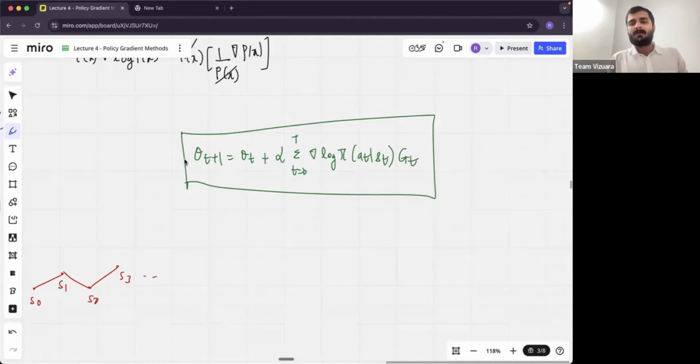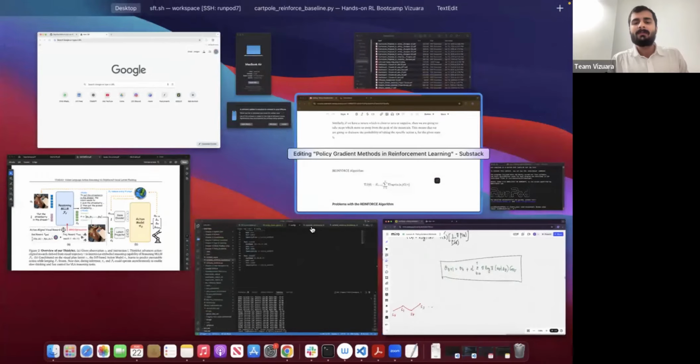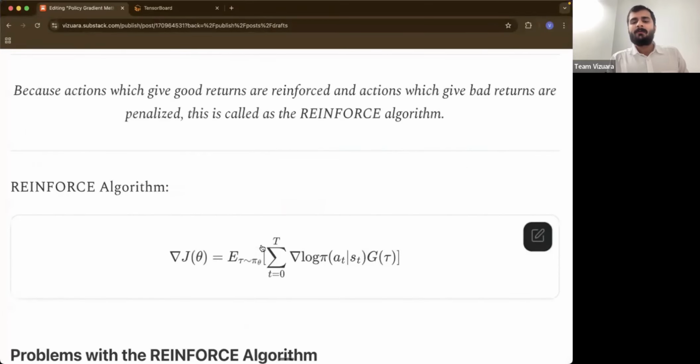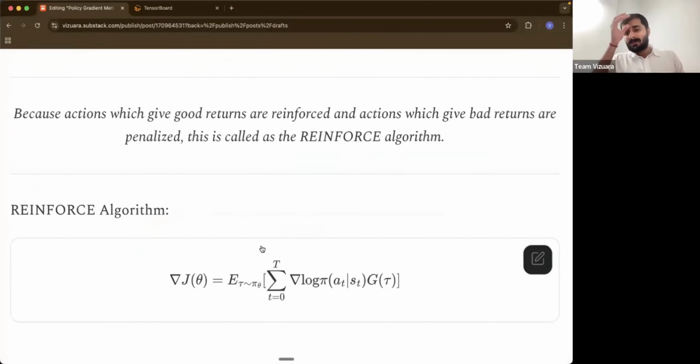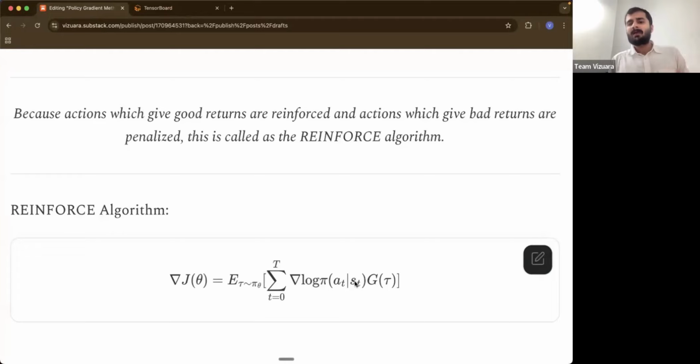And this is exactly the first algorithm proposed. It was called the REINFORCE algorithm. And probably the name REINFORCE comes from the fact that this algorithm reinforces good actions and penalizes bad actions. Now you can understand this formula, right? This is the exact same formula which we derived in class. This is the first policy gradient algorithm, which I think came out in '92, the REINFORCE algorithm.